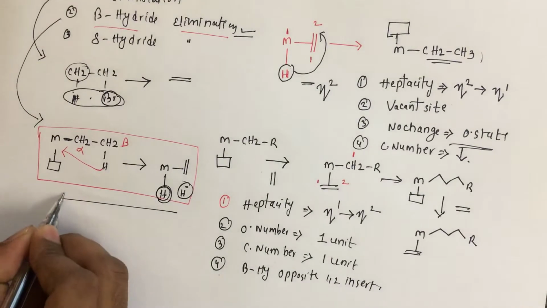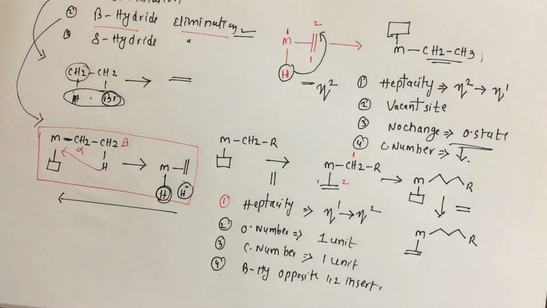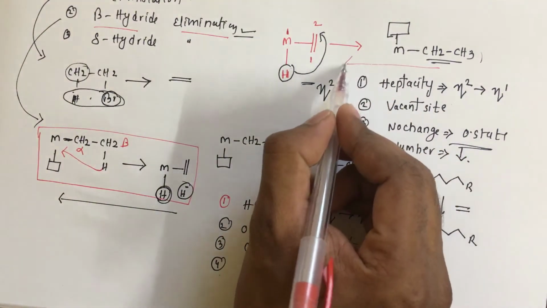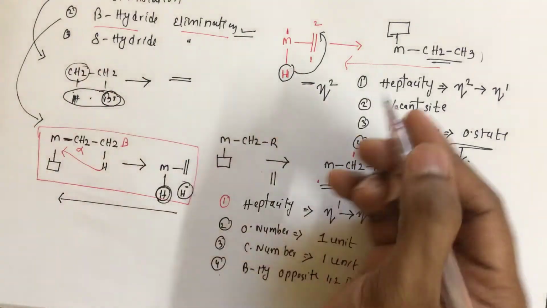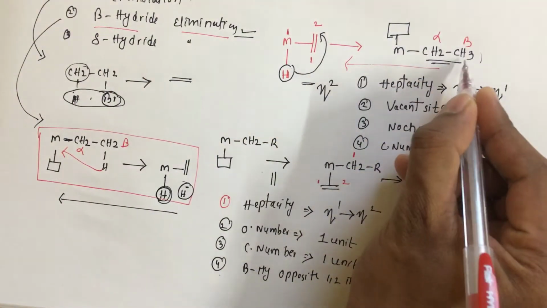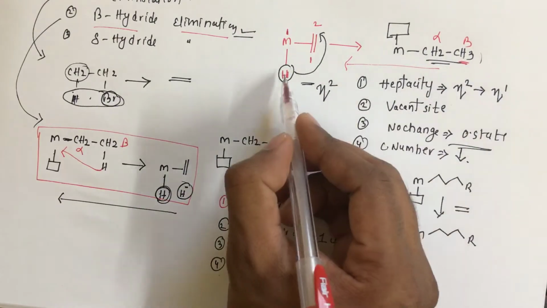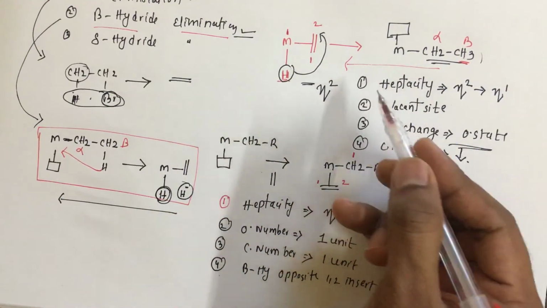So if you see this way, this is 1,2 insertion. Okay, here also, this is the 1,2 insertion. If you see this way, this is the beta-hydride elimination. See alpha, beta, the hydrogen which is present here is migrating from this carbon onto the metal, so this is called beta-hydride elimination.